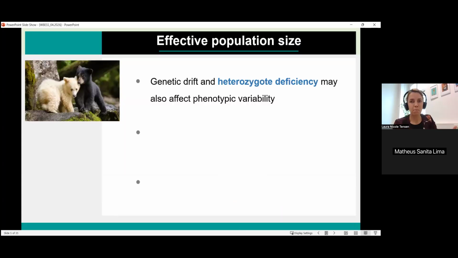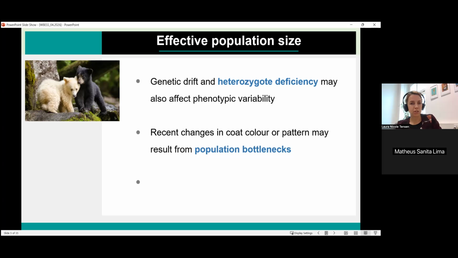So this is one part of evolution. We know that selection is a driving force, but there's two other important driving forces, and that is gene flow and, of course, genetic drift. So genetic drift and heterozygote deficiency are also known to influence phenotypic variability in populations.